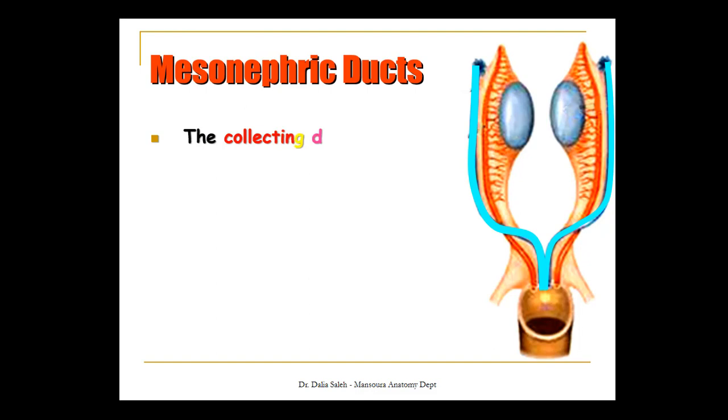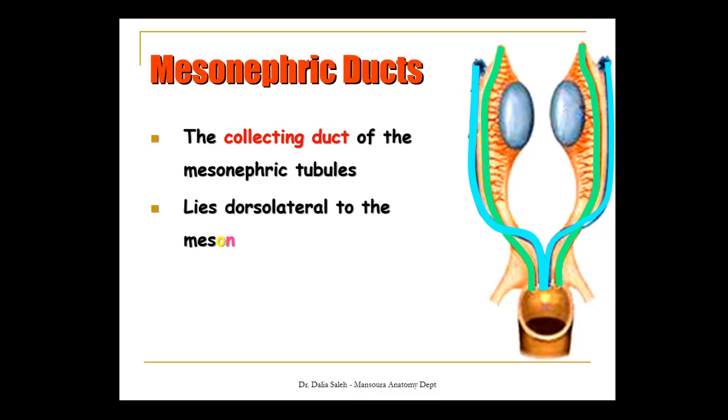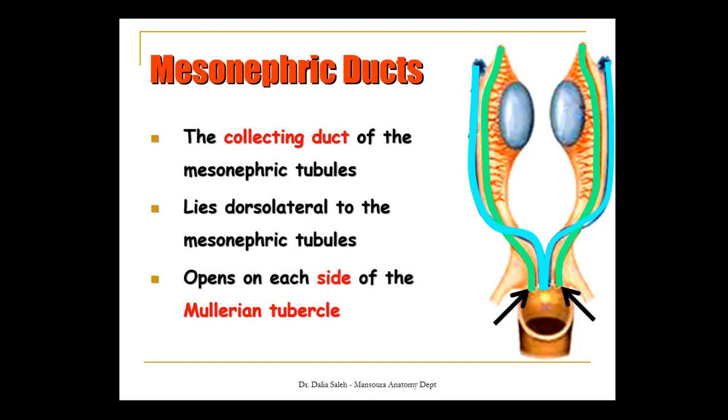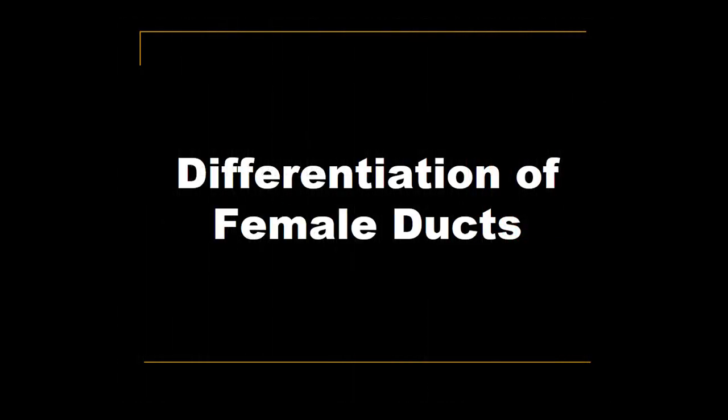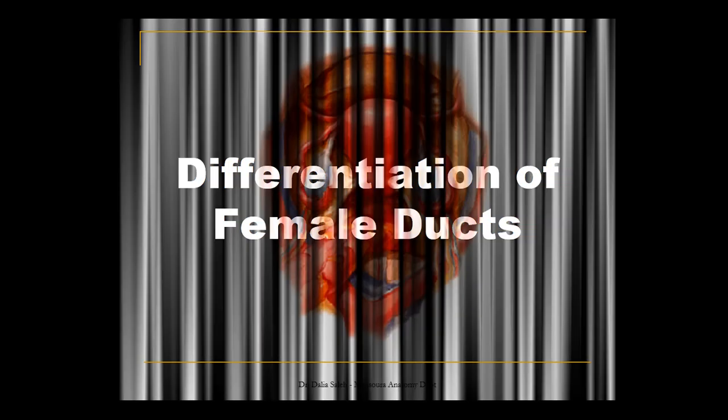The mesonephric ducts are the collecting ducts of the mesonephric tubules. Each lies dorsolateral to the mesonephric tubules and then opens on each side of the Mullerian tubercle at the back of the urogenital sinus. So now with this question, how does the female duct system differentiate?